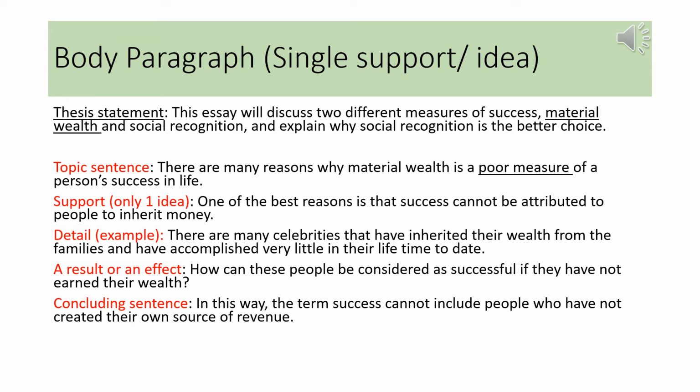The example they give is here. There are many celebrities that have inherited their wealth from their families and have accomplished very little in their lifetime to date. The effect or result sentence is there. It's a question form. How can these people be considered as successful if they have not earned their wealth? And then you have a concluding sentence. In this way, the term success cannot include people who have not created their own source of revenue. So this is just an example of how you would get through that first paragraph in a double question prompt.